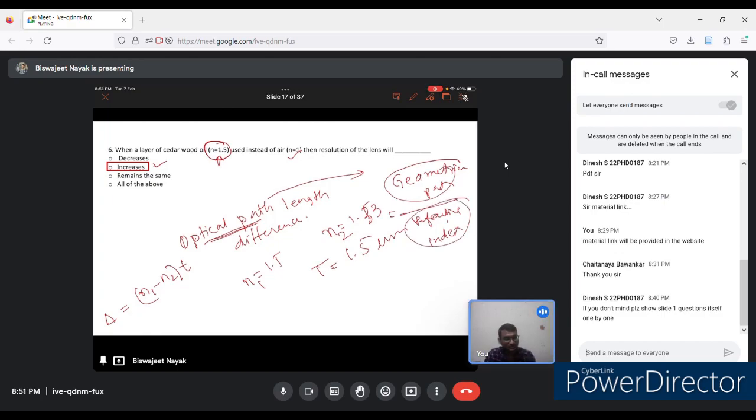So you have to see for which refractive index, what will be the geometric path, and what was the question? What is the optical path length, right? Means you have to calculate the optical path length difference. So basically, you have to calculate this geometric path by refractive index for individual mediums, and after that, you have to calculate the optical path length difference. Okay.